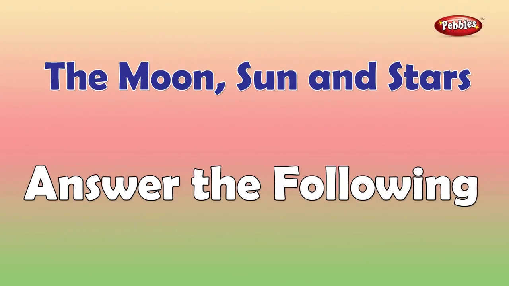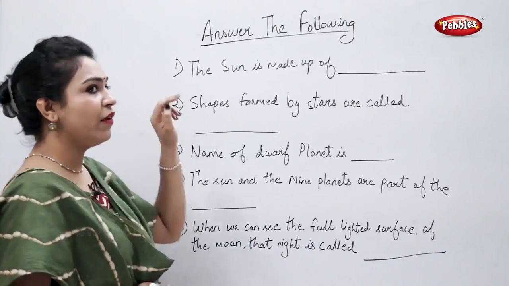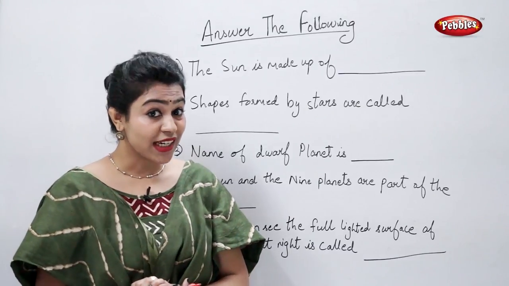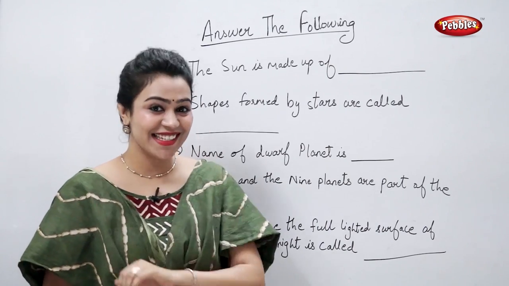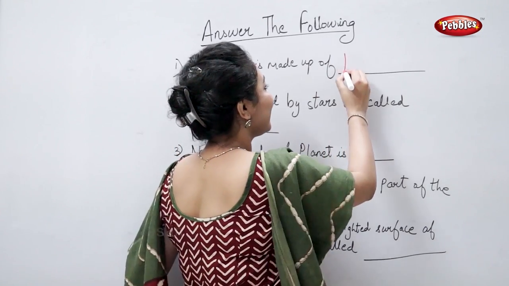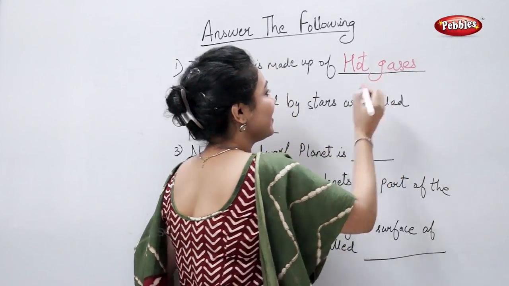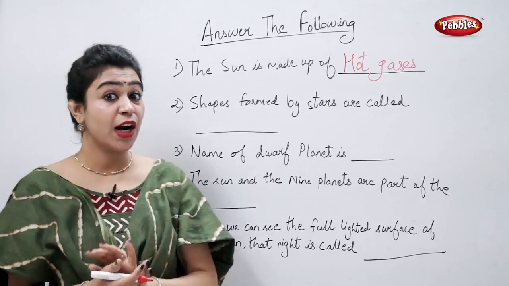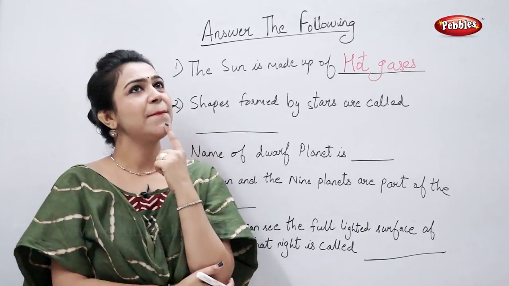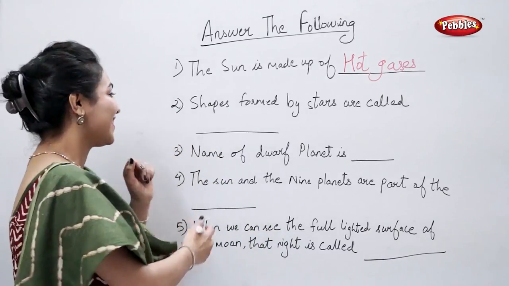Answer the following. The sun is made up of. The sun is made up of. Hot gases, right? Shapes formed by stars are called constellations, right?